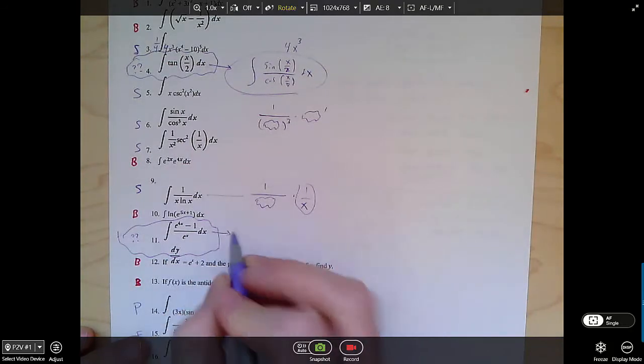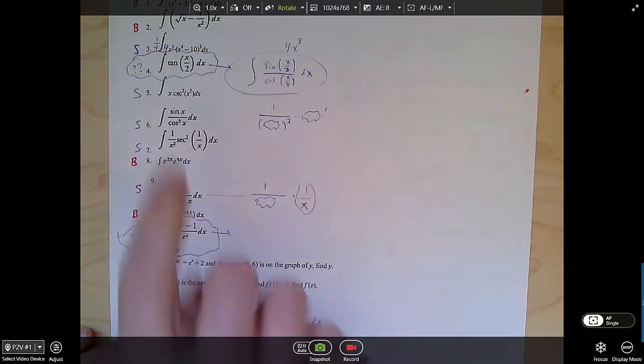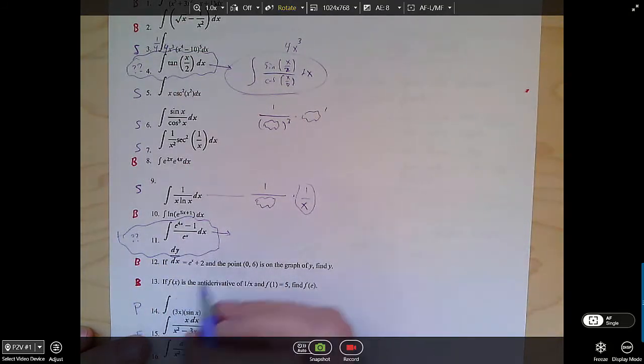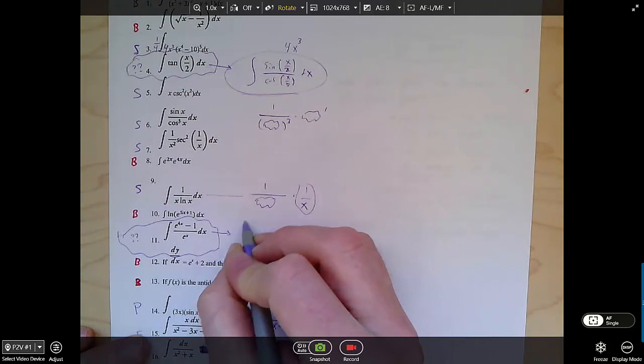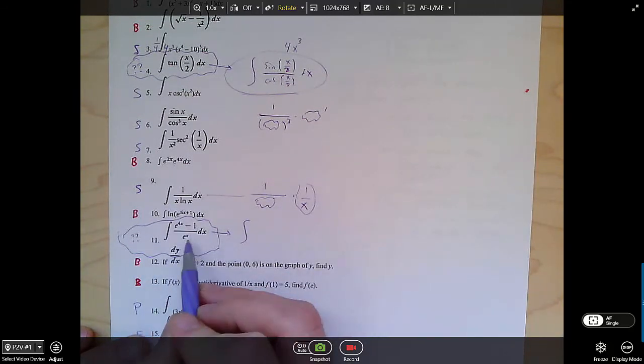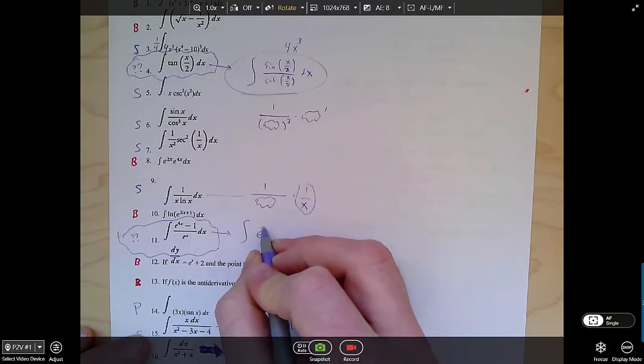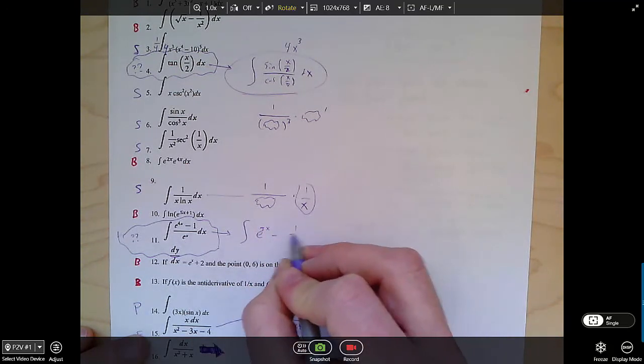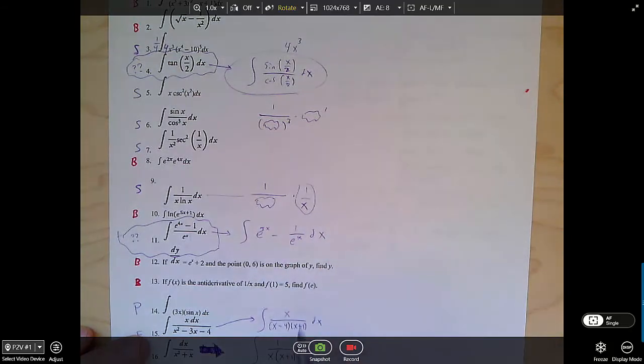For this one, let's see how we can massage it a little bit. I just want to change its form. The whole idea is you want to make it look different so that maybe you'll see whether a rule applies. So I'm going to rewrite this in a slightly different form by splitting it into 2 separate fractions. Here I've got e to the 4x divided by e to the x, which is e to the 3x. And then here I've got minus 1 over e to the x. So again, think about this one. Which of your rules might apply for this one? Okay, good luck!